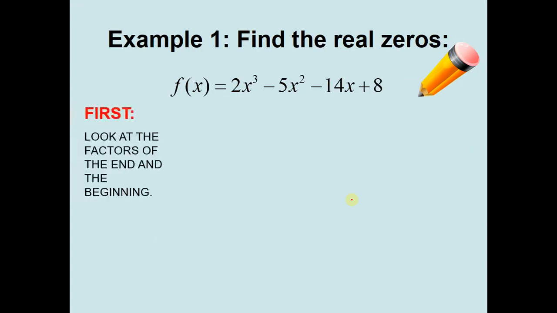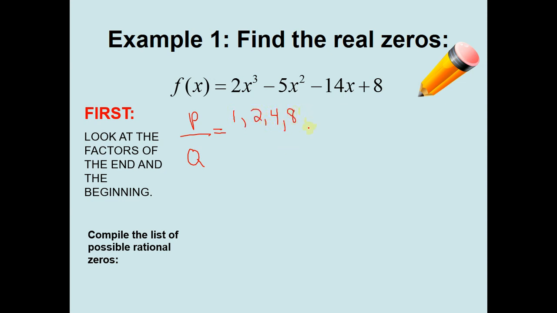First thing we're going to do is look at the factors of the end and of the beginning and compile a list of our possible rational zeros. So I'm going to go my P over my Q. P's are the factors of the end, so all the numbers that multiply to give me 8: 1, 2, 4, and 8. Right? All those multiply to give me 8. Now the thing is, -1 and -8 will also give me 8. So all of these guys also have pluses and minuses to go with. Don't forget about that.